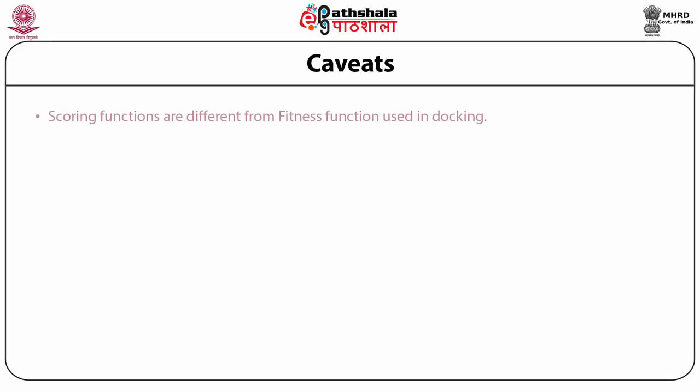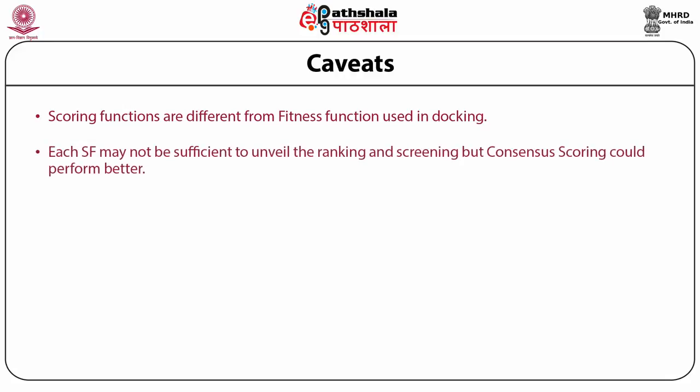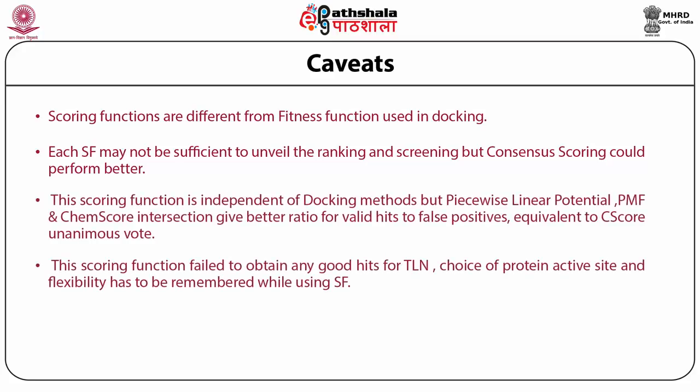Of course, different scoring functions will have different fitness. Some of the scoring functions would be very good for ranking and screening, and some of them may perform better when we do the energetics. Most of the scoring functions are independent of the docking method, or should be. But there are some which are better in the ratio of valid hits to false positives, and some are not so good. Most often, that is why one tries to use a scoring function like C-score, which is not really a scoring function, but is given by a voting system.